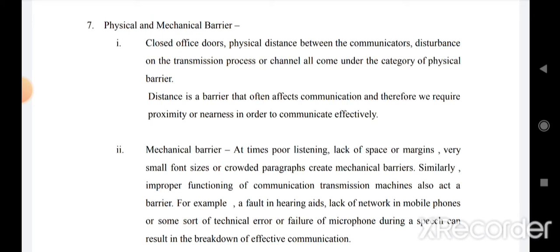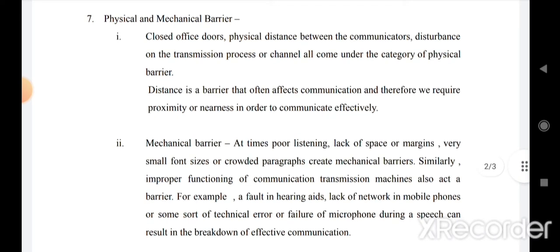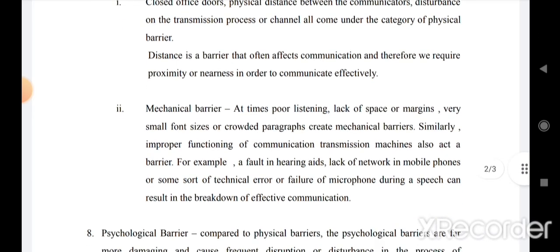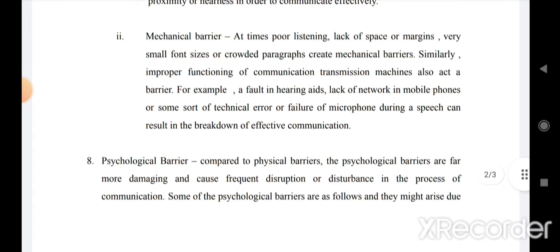There can be disturbance in the transmission process, in the channel. All these come under physical barriers. Now, distance is a barrier that often affects communication, and we require proximity. What is proximity? Nearness, in order to communicate effectively so that the message reaches from person A to person B very easily. Next is mechanical barrier. What is a mechanical barrier? At times, poor listening, lack of space or margins, very small font sizes, and crowded paragraphs create mechanical barriers.